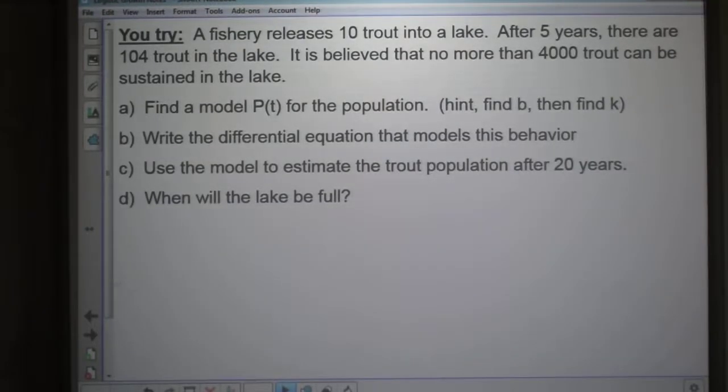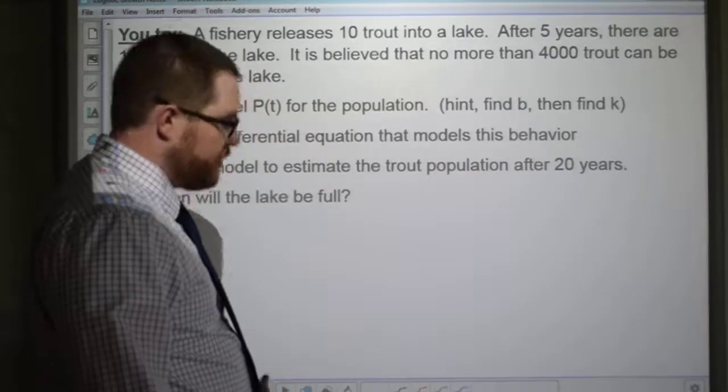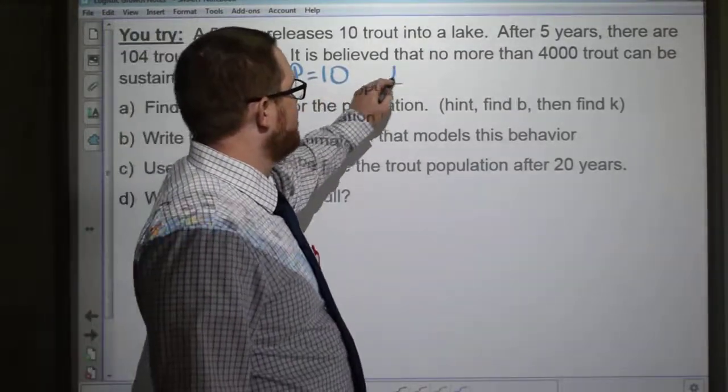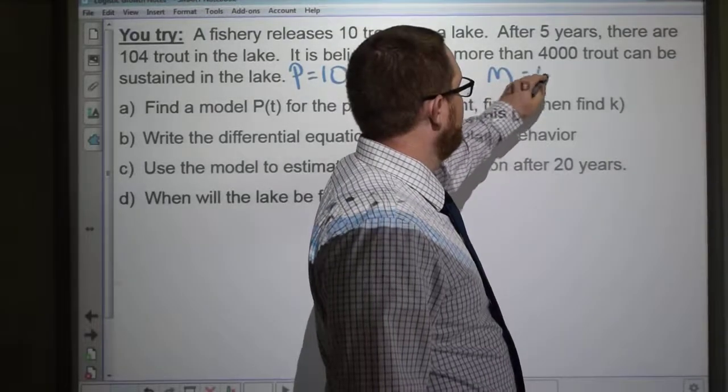A fishery releases 10 trout into a lake. After 5 years, there are 104 trout. It is believed that no more than 4,000 trout can be sustained in the lake. So let's write some things that we know. We know that the current population is 10. We know that time is 5. And we know that the maximum, the carrying capacity, is 4,000.